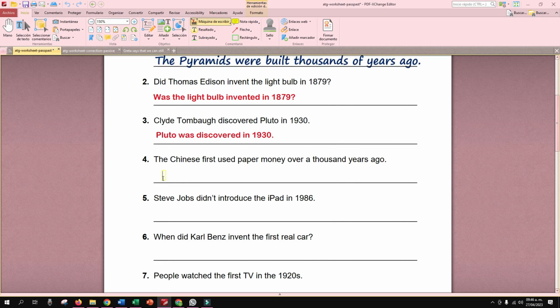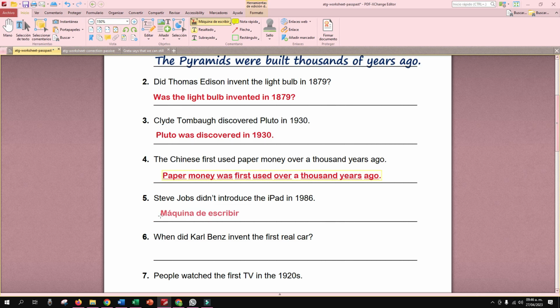Paper money was used over 1,000 years ago. Paper money was first used over 1,000 years ago, right? So paper money was first used over 1,000 years ago, right? So that's okay. What about this one?